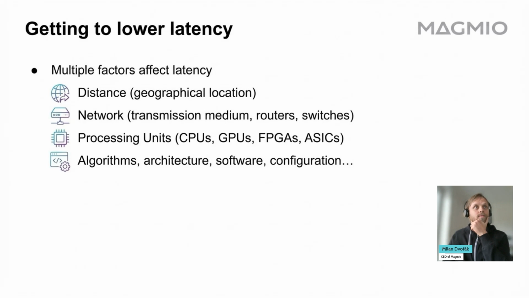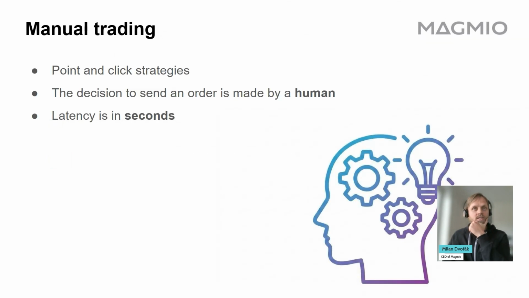So let's start at the very bottom of the latency spectrum, which is manual trading. I've also heard it called the point and click strategies. So the decision to trade or not to trade is made by a human and entered manually into the market. That means the latency is typically in seconds.